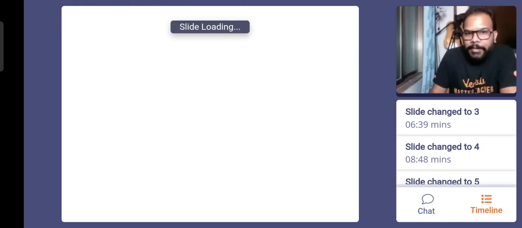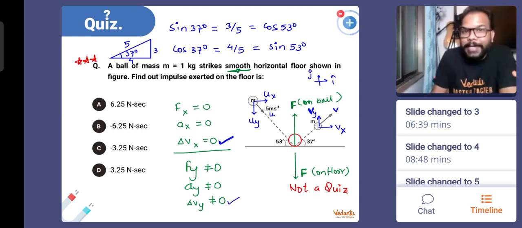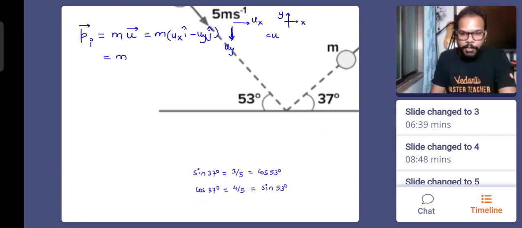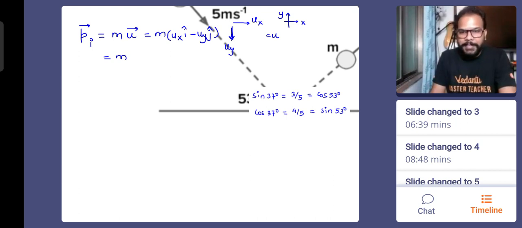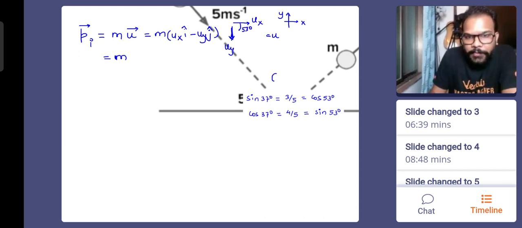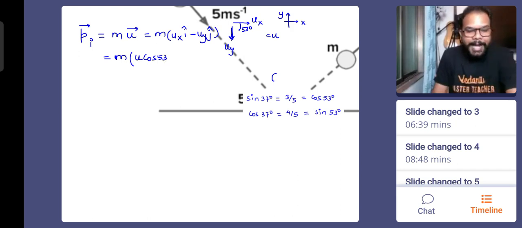Now, everyone, I have given the values of sine, cos 53 degree and everything that we need here, so we'll take it from this slide. Everyone, pay attention. I'm going to remove this part very soon. If space is required, I might remove this sine and cos part from here. Anyway, how will I write ux? This angle is 53 degree, so definitely this angle is also 53 degree. So ux is going to be u cos 53 degree i cap.